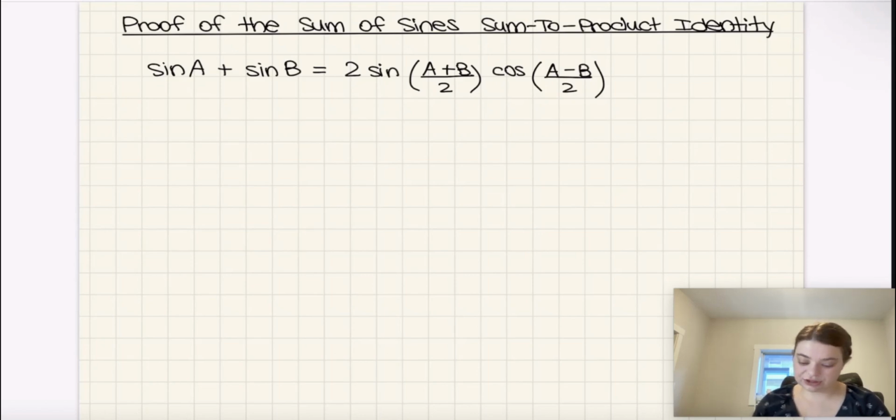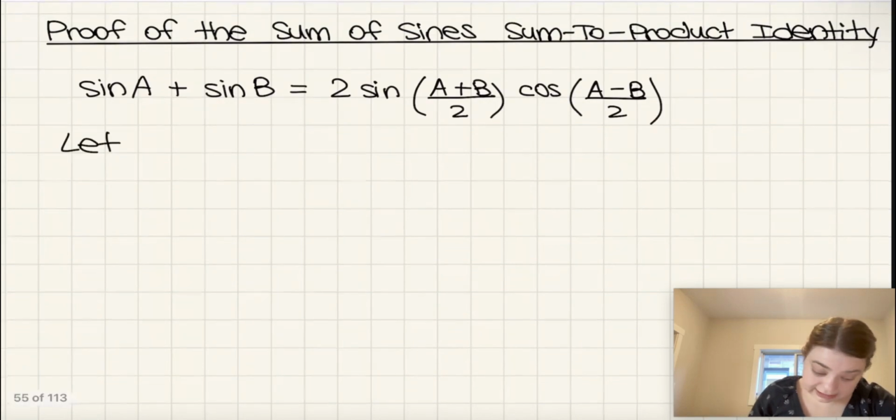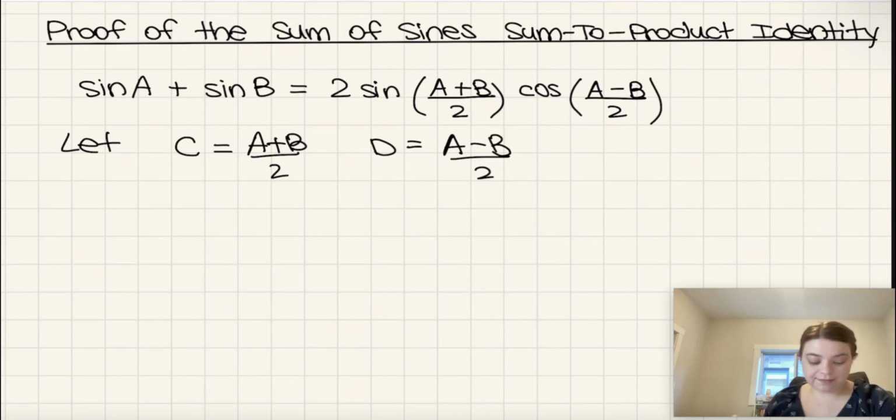So the first thing I'm going to do is redefine this here. We're going to let C be equal to (A plus B) over 2, and we're going to let D equal (A minus B) over 2. Now I want to be able to write A and B in terms of C and D, right?